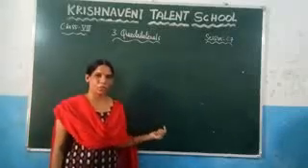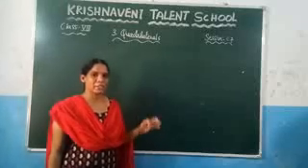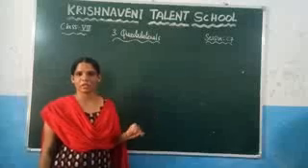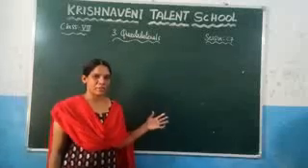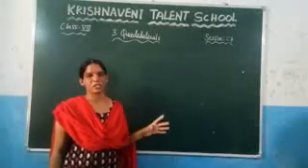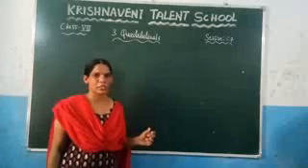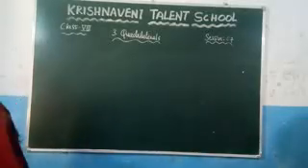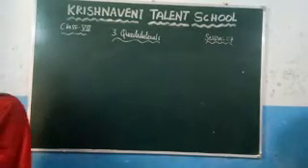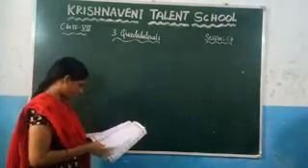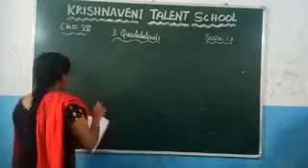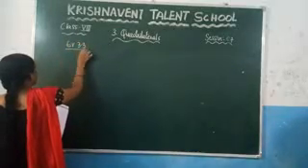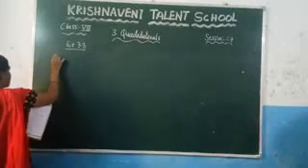So now what we are going to learn is, if you are given 3 sides and 2 diagonals, how to construct the quadrilateral. So let us see the next exercise, the first problem. Exercise 3.3. In that, the first question.